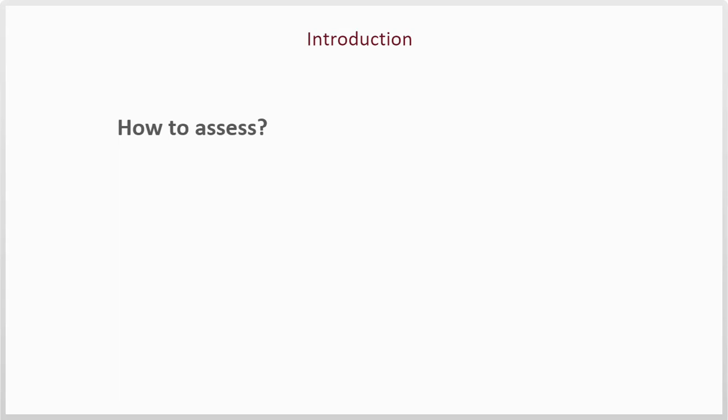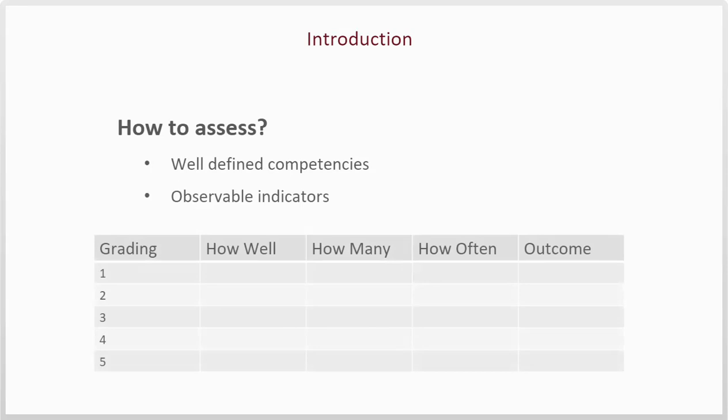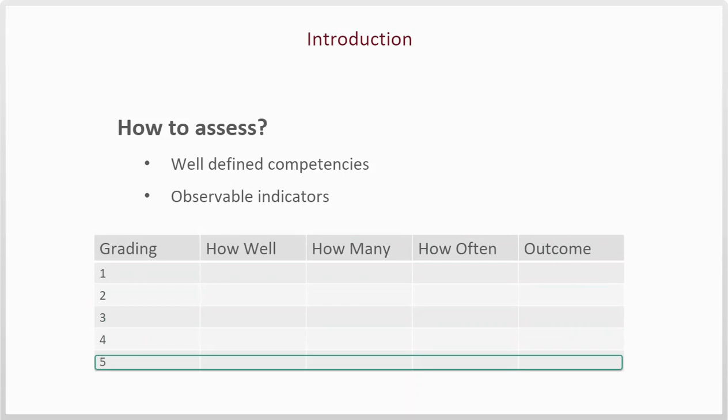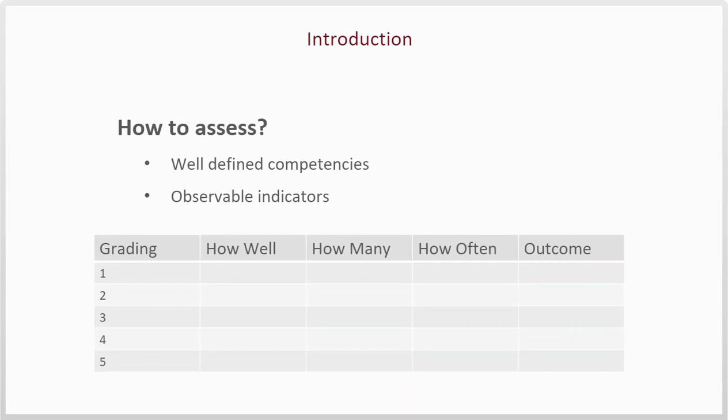The short version is the 10 competencies are well defined. Each competency has several so-called observable performance indicators, and the assessor looks at how well the competency is achieved by considering how many and how often the observable indicators are shown, and finally what outcome in terms of safety and efficiency has been achieved. And all these 4 ingredients are matched in a table where you can see what is expected for each grading on a scale of 1 to 5. So let's look at an example in depth.